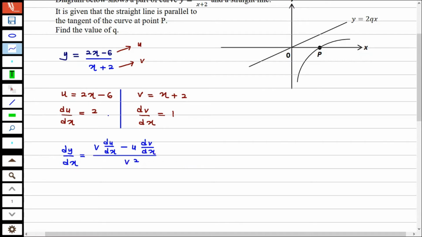So just substitute. This is your v, put it here directly. And your du/dx is 2. Everything, just substitute. So you're going to get x plus 2, and your du/dx is 2, minus u, which is 2x minus 6, and your dv/dx is 1, over v squared. Your v squared is x plus 2 squared. Got it? So now we're going to expand this.